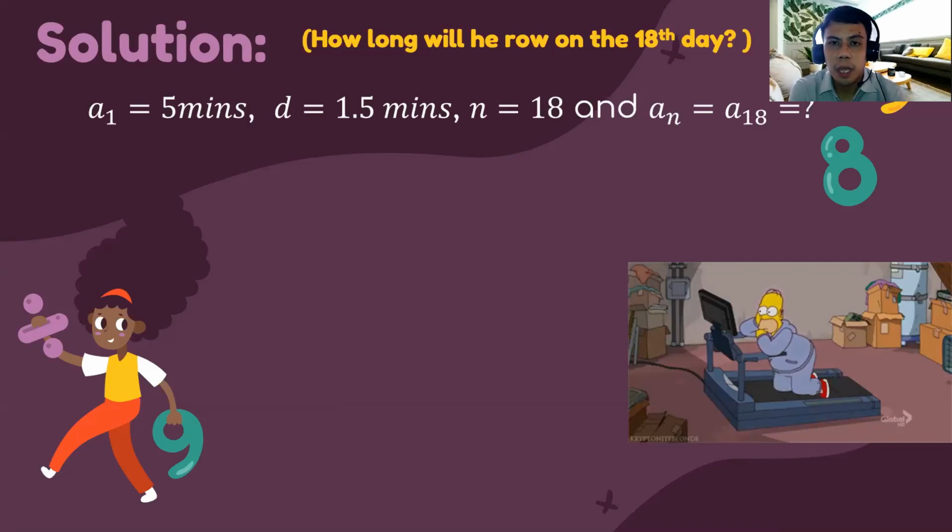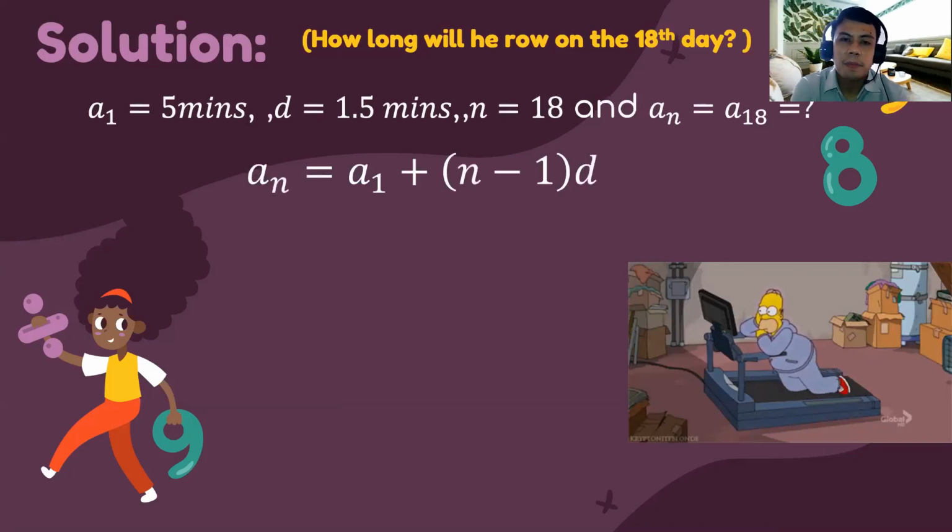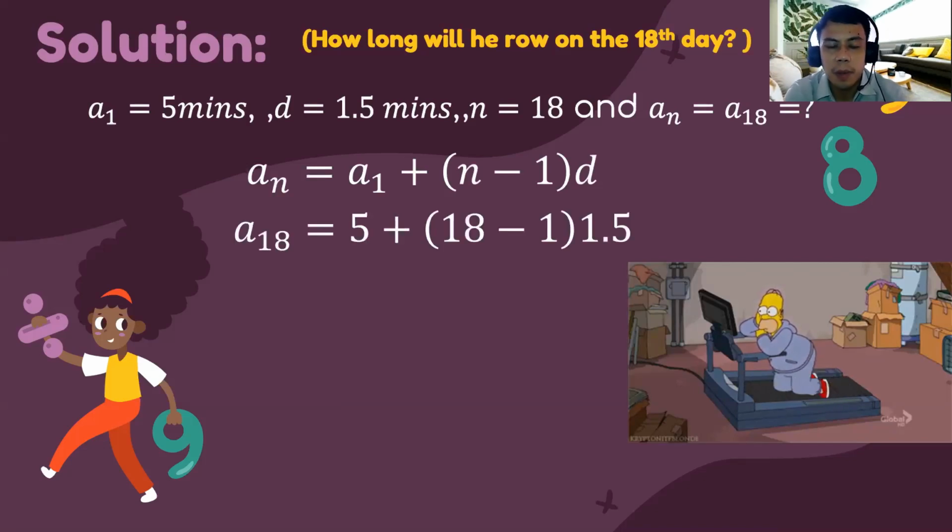n is equal to 18 because you're going to identify how long he will row on the 18th day. So 18 is the n, and a sub n, which is a sub 18, is the unknown. So let's try to show the solution. We have a sub n equals a sub 1 plus n minus 1 times d. That's the arithmetic sequence formula.